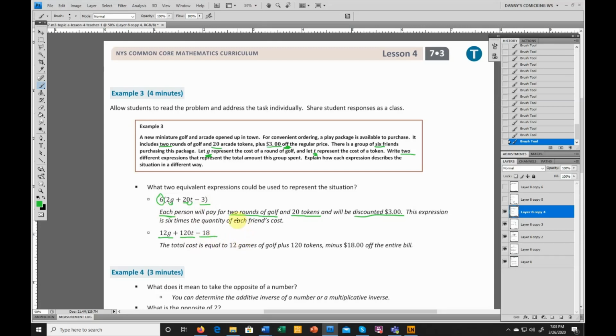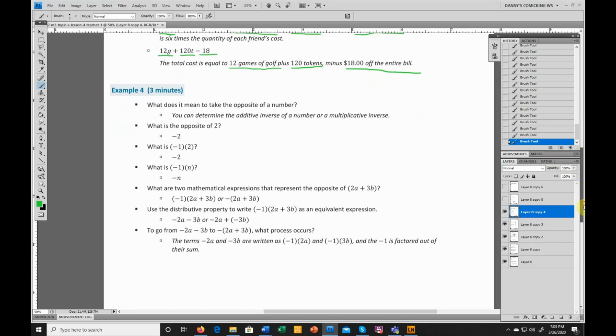Just giving you a minute to think about it. Okay. It's 18 because each person gets $3 off. So minus 3, 6 times. So 6 times minus 3 is minus 18. You could just do 6 times 3 and get 18 and keep your minus sign if that's easier. The total cost is equal to 12 games of golf plus 120 tokens minus $18 off the entire bill. Okay, let's move on to example 3. Sorry, example 4. My bad.